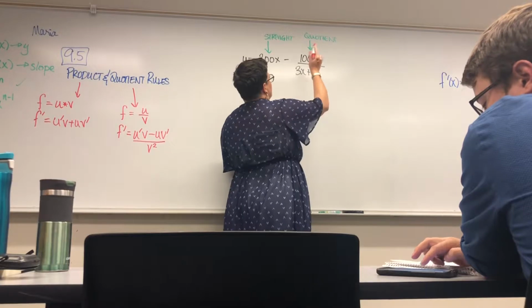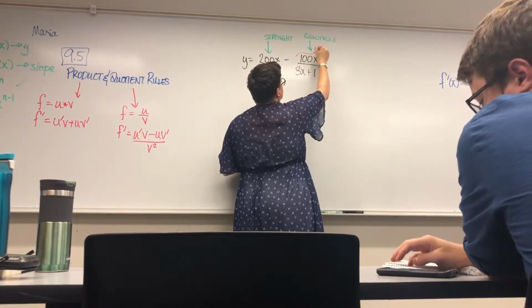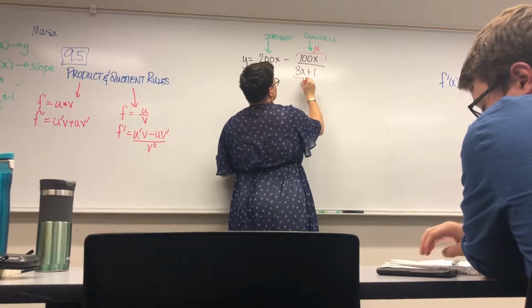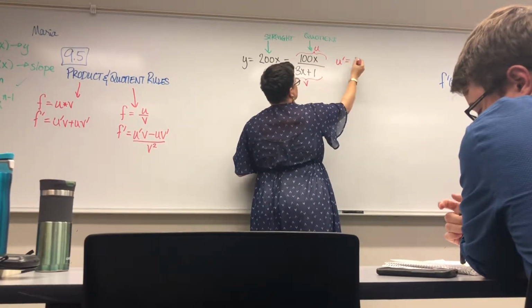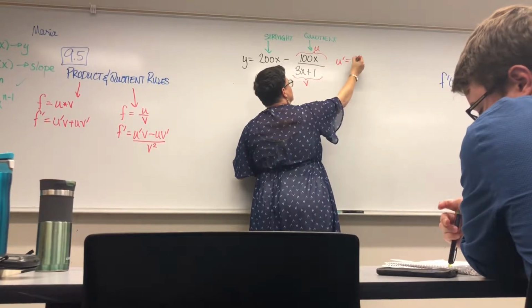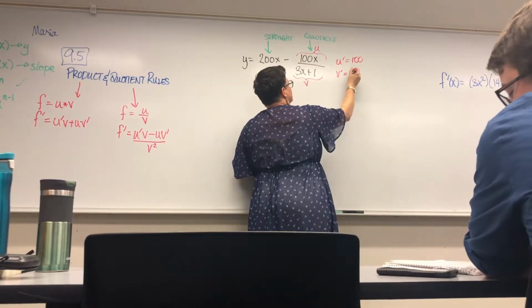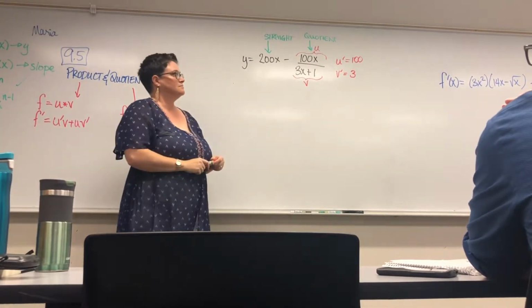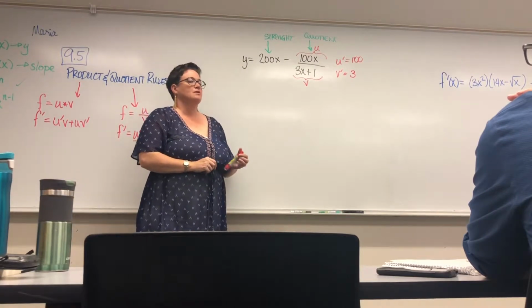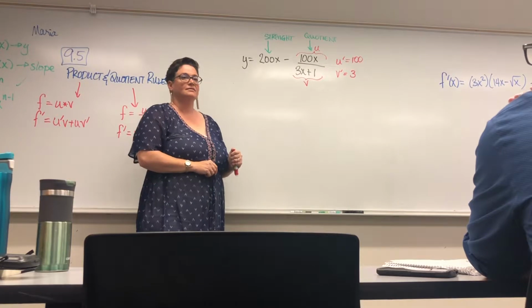So what's my u on this quotient? 100x. What's my v? 3x plus 1. So what's u prime? 100. What's v prime? 3. How many of you are like, wait a minute, where'd that 1 go again? Cancels out.